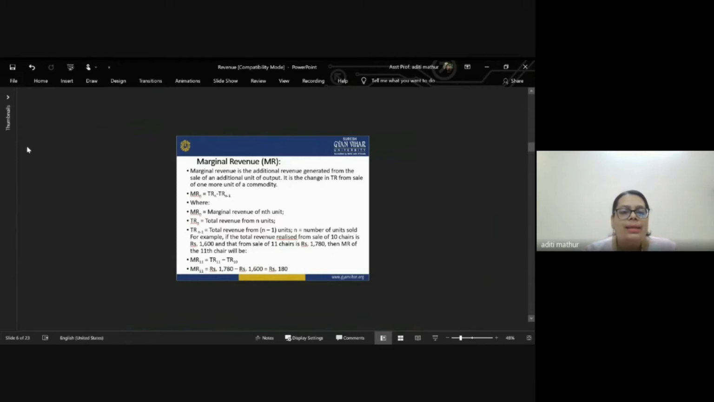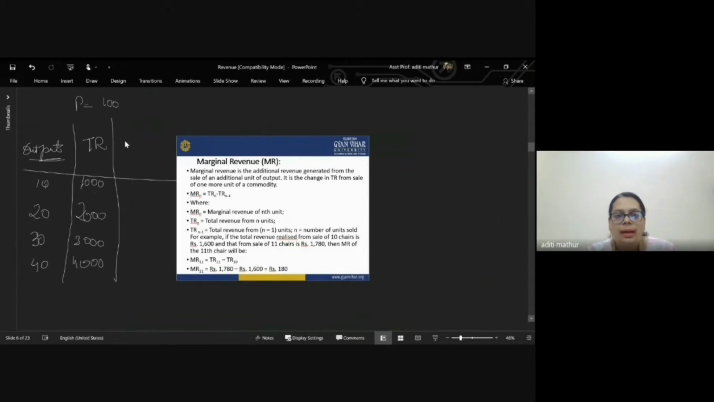Let us assume that we have output levels of 10, 20, 30, and 40, and our price per unit is equal to 100. So with ease we can calculate TR, which will be equal to 1000. How have we calculated? 10 into 100 is 1000. Now 20 into 100 is 2000. Then 30 into 100 is 3000. 40 into 100 is 4000.